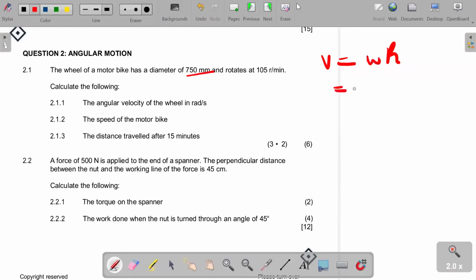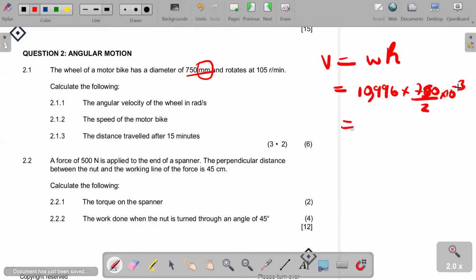So again, now that we have omega, we can just say directly 10.996 multiplied by our diameter that we have, 750, divided by 2, multiplied by 10 to the power of negative 3. Why am I doing that? It's in millimeters. We want it in meters. So we multiply by 10 to the power of negative 3, or we simply divide again by 1,000. We'll still be fine. What do we get? We get 4.124 meters per second, which marks our velocity.